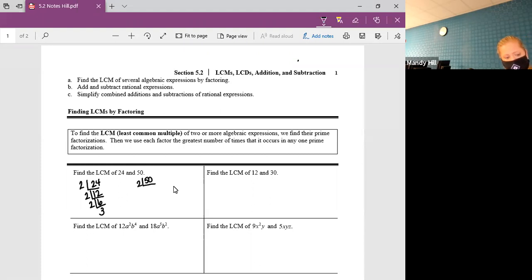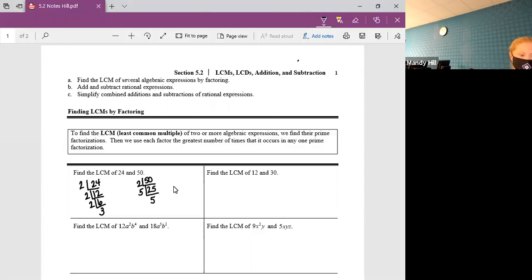Okay, I always start with 2 if I can. If I can't use 2, then I go to 3, the next prime number. But 2 will go into 50 25 times. 2 will not go into 25. 3 will not go into 25. So the next prime number that I could try is 5. And 5 goes into 25 5 times.